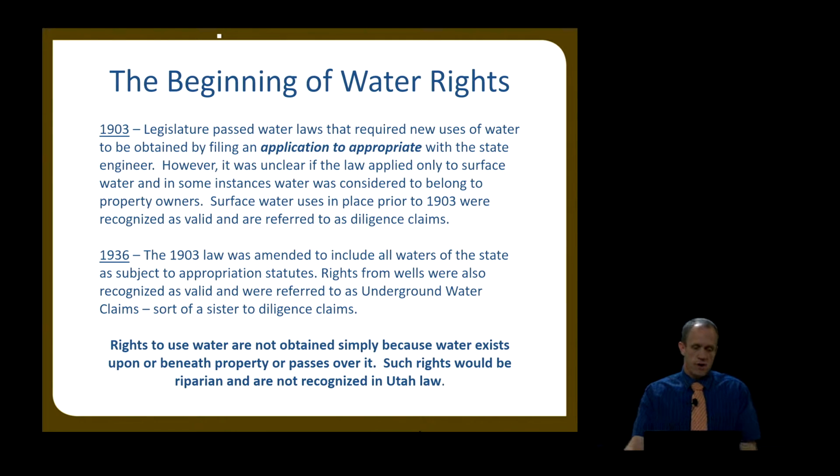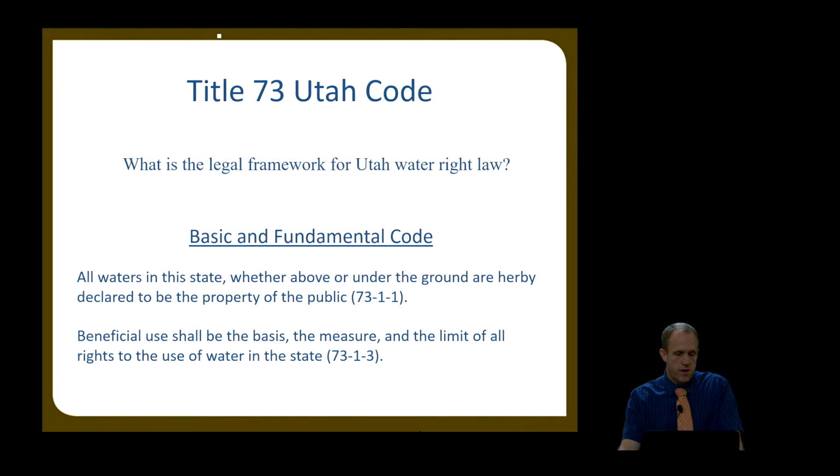The rights to use water are not obtained simply because water rights exist on or beneath the property or passes over it. As we talked about before, those would be like riparian rights and are not recognized in Utah law. The legal framework for Utah water right law is found in Title 73 of the Utah Code, and some of the basic and fundamental pieces of the code are here. 73-1-1 declares that all waters in this state, whether above or under the ground, are hereby declared to be the property of the public.